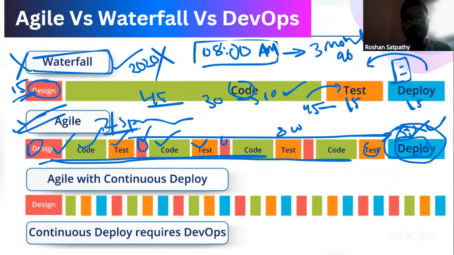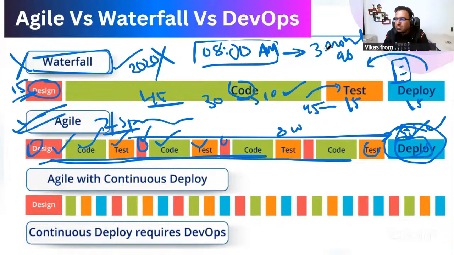See, basically what happens in projects, there are so many projects. Let the duration be 6 months for that project. But let's take it as 3 months.